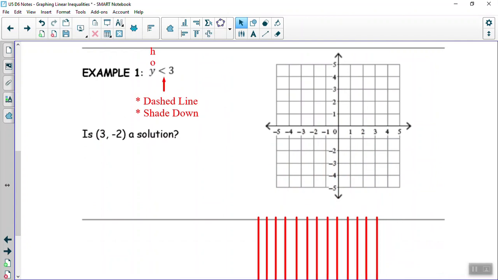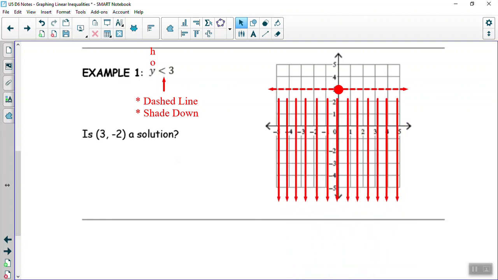I'm going to start by graphing that dashed line. So it had a y-intercept of 3. There's my dashed line. And then I need to shade down. So I want to shade in the entire area below that line. We're looking for all the y values that are less than 3. So every point that falls in here is less than 3.